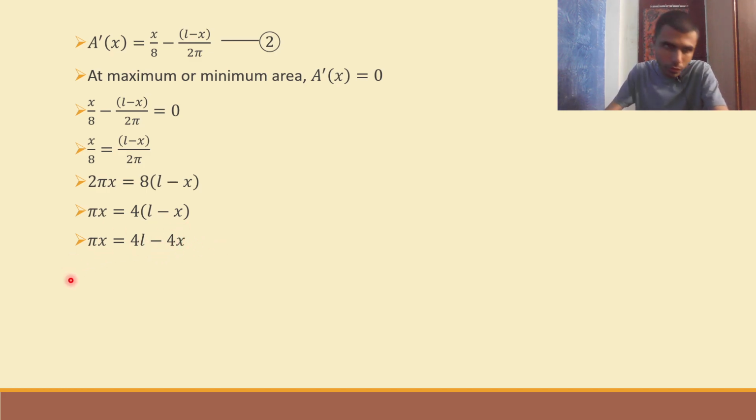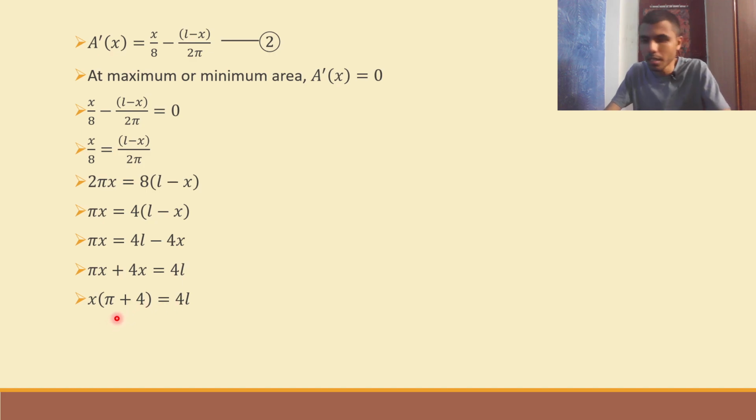Now send this minus 4x here. Pi x plus 4x is 4L. Take x common. x into (pi plus 4) is 4L. x is nothing but 4L by (pi plus 4). Okay. Now next, I got some point.